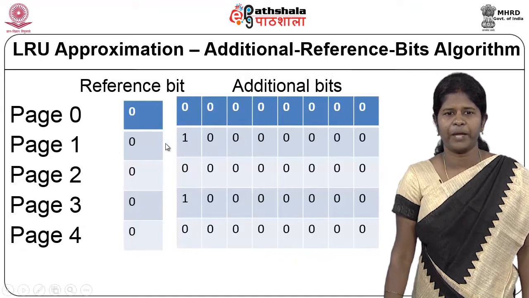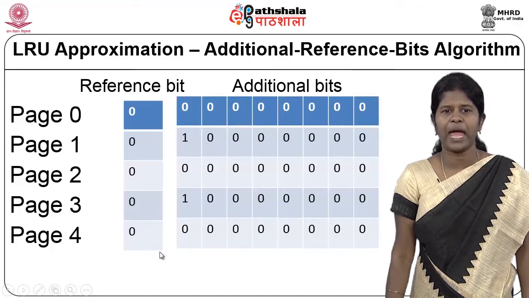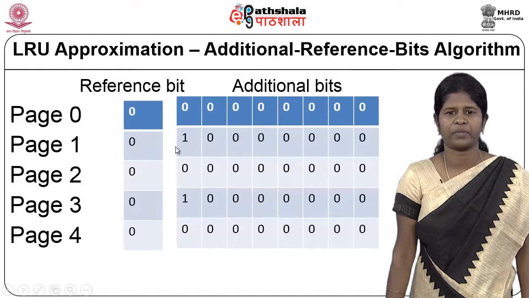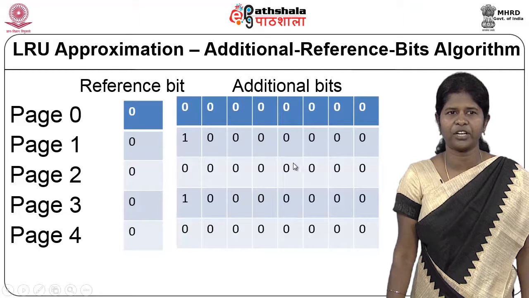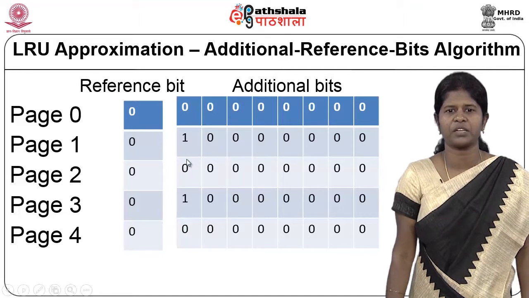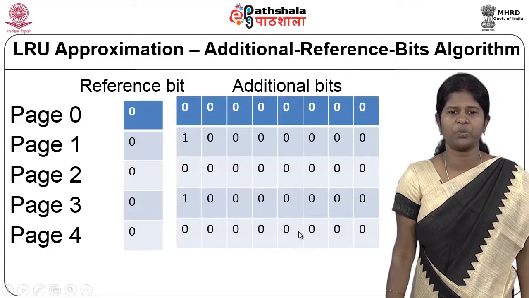So, page 1 was referred to, so the MSB becomes 1 here, and for page 3 also the MSB becomes 1, and these bits are cleared now. Okay. And now at this particular time, if a page had to be chosen for replacement, you find that page 1 has some value, page 3 also has some value, and page 2, page 0 and page 4 have values of zeros. So, if one of these 5 has to be chosen, the one that will be chosen will be either page 0 or 2 or 4.